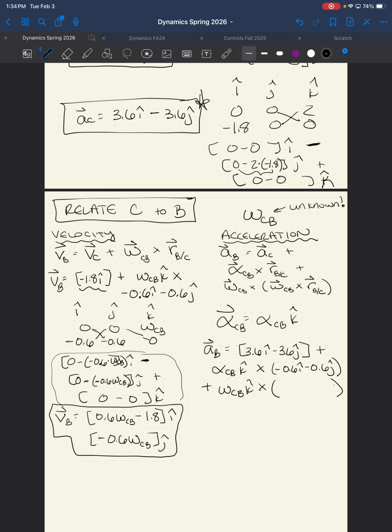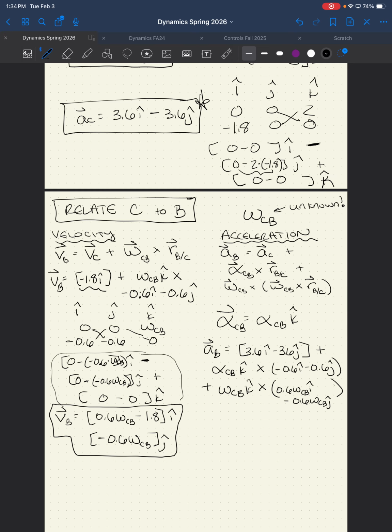Yes, Samuel? Did you remember the minus 1.8 in the i direction, maybe, and your omega cross over here? No, because it's omega cross R, not VC plus omega cross R. So I want to reuse math as much as I can, but not too much. Okay.